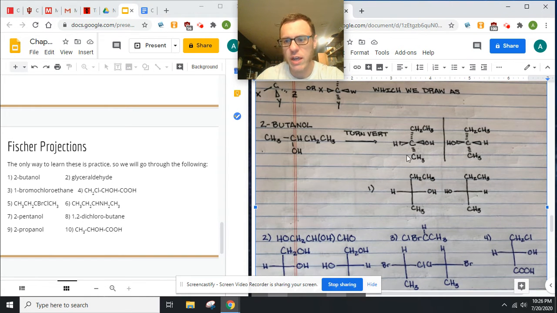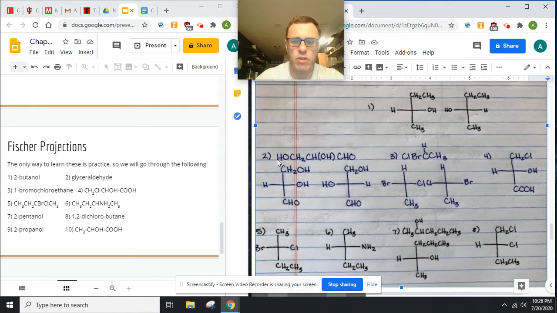Down here, instead of drawing all these wedges and dashes, we're just going to draw a cross. And that cross indicates there's a chiral center here in the middle where those two lines meet. And that's all. It becomes very easy to draw mirror images. And that's why we use Fisher projections.